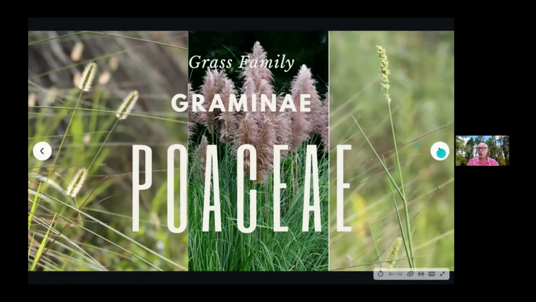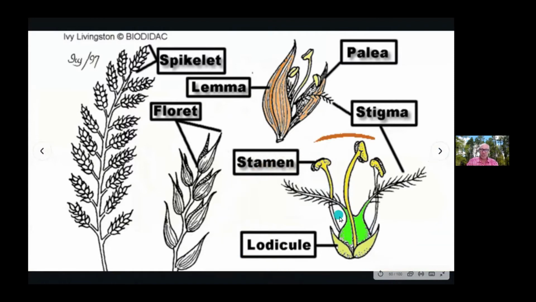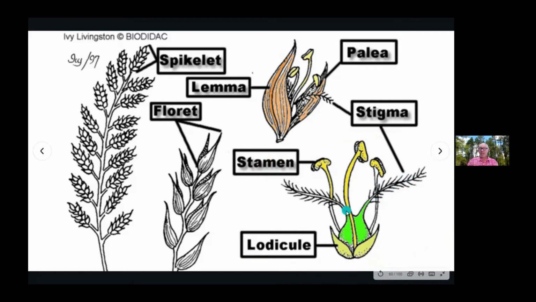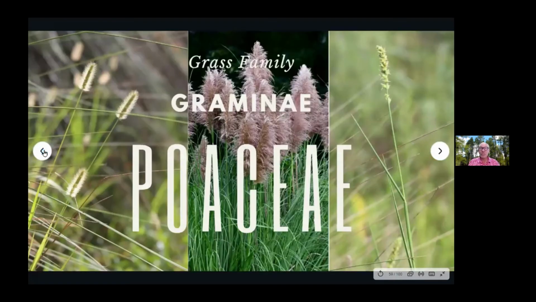Grasses have tiny little flowers, and they have flower parts in threes. Look at those three stamens. 1, 2, 3. That's just one flower. We've got the stamens, and we've got the pollen receptive structure. Grasses do not produce petals.